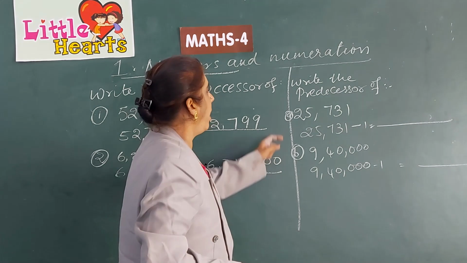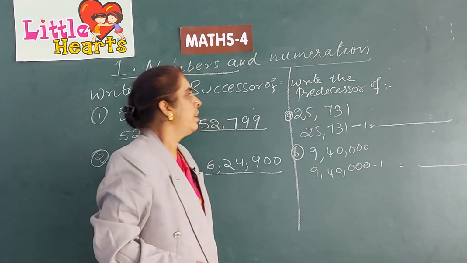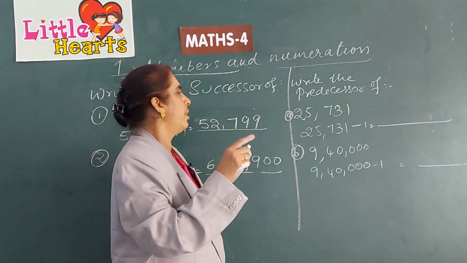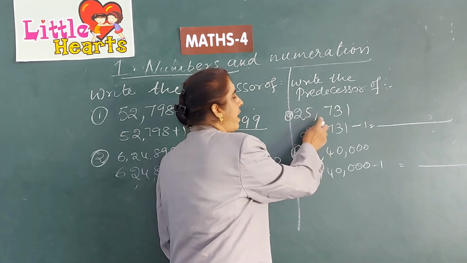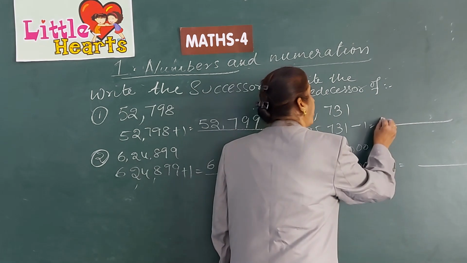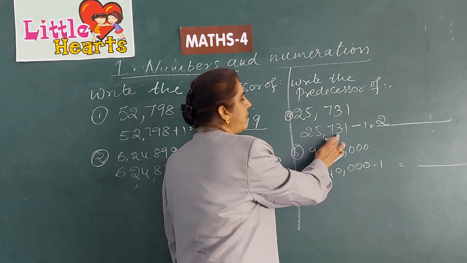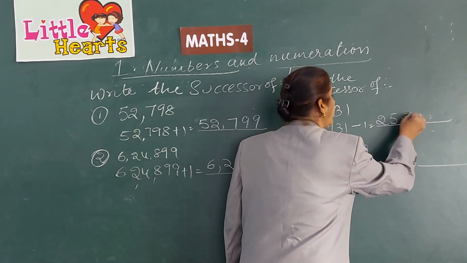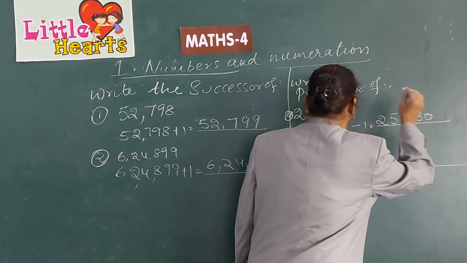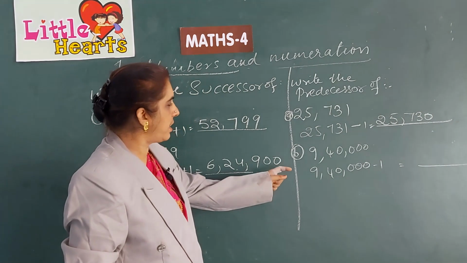And now coming to the predecessor. Predecessor is nothing but the before number, and to get it, just subtract 1 from the given number. 25,731 minus 1, 25,730.